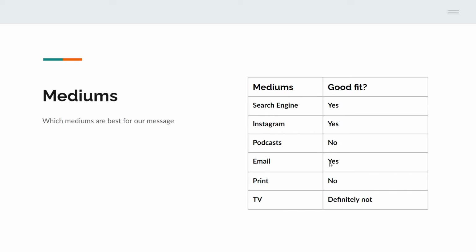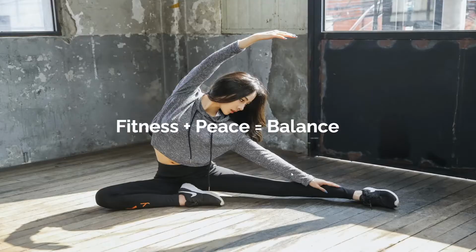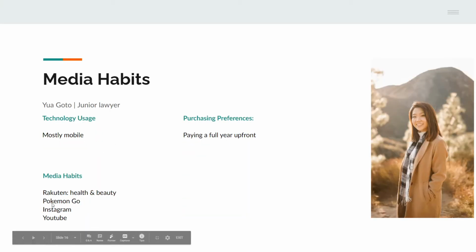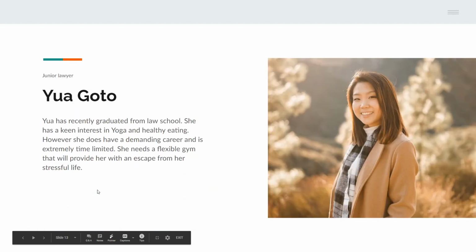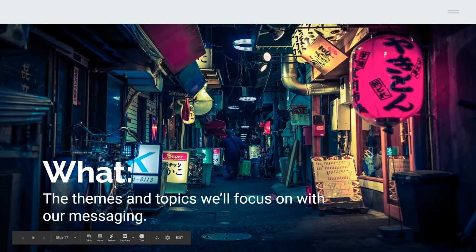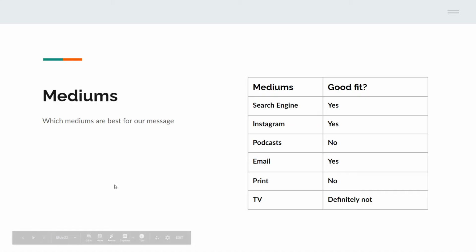Email marketing, yes, definitely. Why? Because we want to grow that email subscriber base. Print marketing, pamphlets, leaflets, not really. And TV, definitely not, because that demographic, as we saw from our case studies, if I just go back up there, they're not really spending much time on TV. And he's not really spending much time on TV either. So being on TV would really not help our cause, okay? So we've already figured out what mediums are the best for our message.